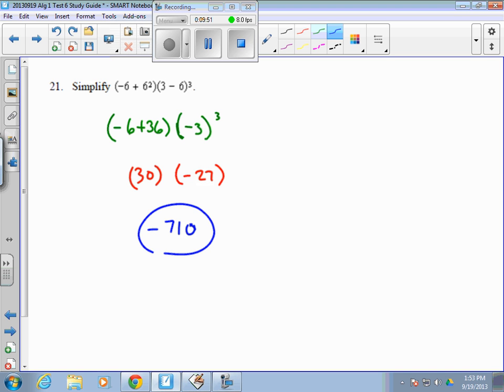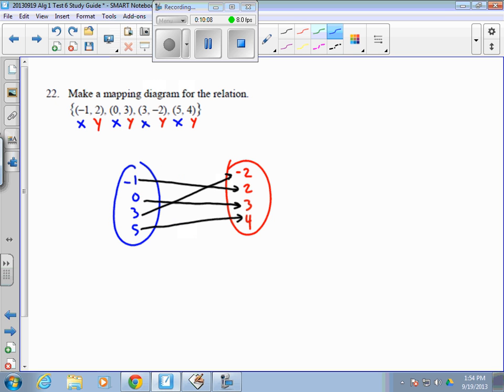So then evaluate your exponents for the second one. Negative 3 cubed means negative 3 times negative 3, which is positive 9. And that times negative 3 is negative 27. So it leaves you with 30 right next to negative 27. So that means they multiply by each other and give you negative 810.